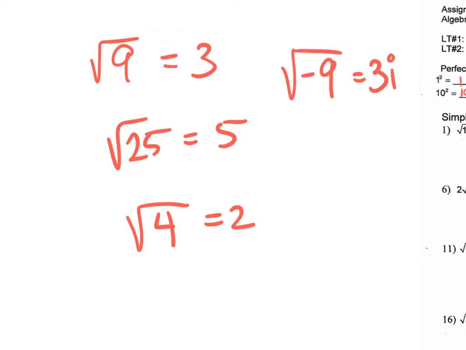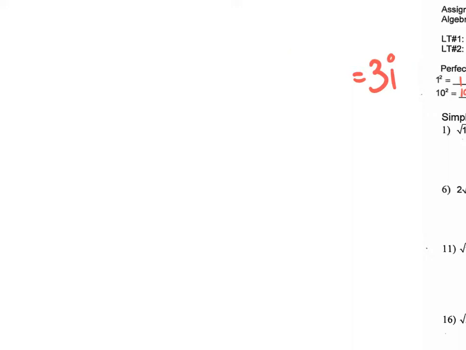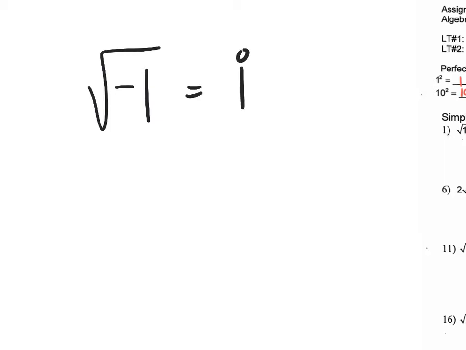But right now, this is what I want everybody to write down. The square root of negative 1 is equal to i. This is a fact that we all need to learn at some point, either today or tomorrow or the next day. But you need to know that when you take the square root of a negative number, it ends up being imaginary. Any negative number, you're going to have an i on it.